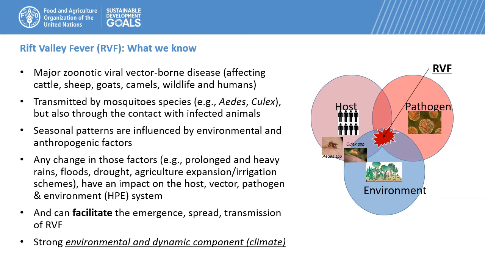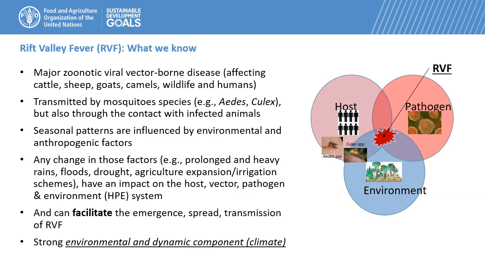Rift Valley fever is a major zoonotic viral vector-borne disease which affects cattle, sheep, goats, camel, wildlife, and humans. It's transmitted by mosquito species, Aedes and Culex, but also through contact with infected animals. Seasonal factors are influenced by environmental and anthropogenic factors. Any change in those factors, like prolonged and heavy rains, floods, but also droughts, and changes in the land cover, so agricultural expansion, irrigation schemes, can have an impact on the host, vector, pathogen, and environment system. And this can facilitate the emergence, spread, and transmission of Rift Valley fever.